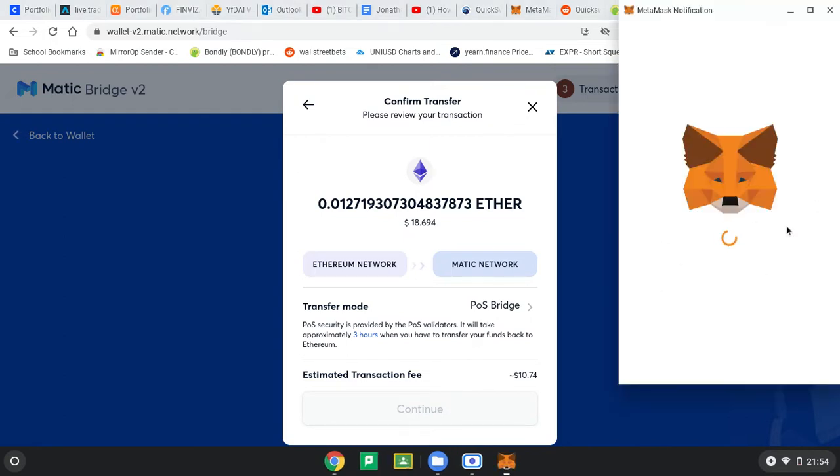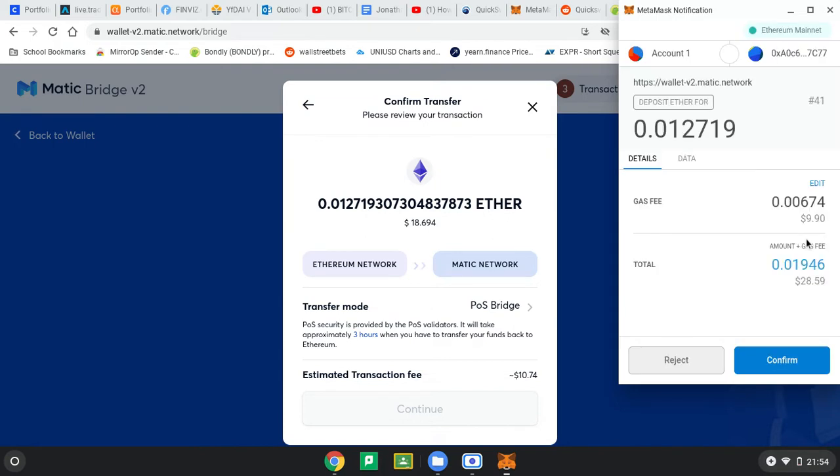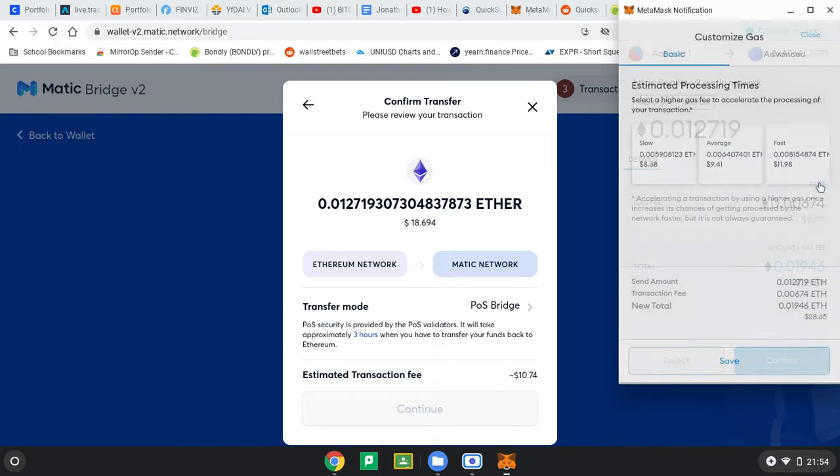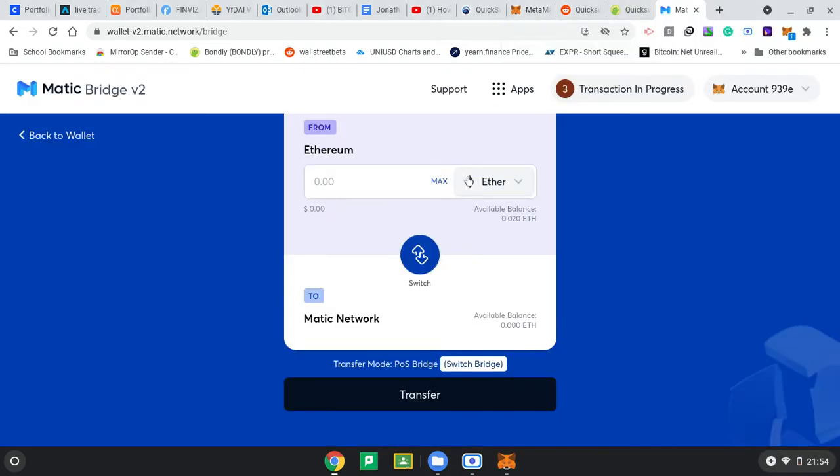And then I made sure I pick high gas fees. So here you can go edit and click fast. Now I don't have enough, but that's what you would have done. Click fast and save. And then it would have gone through, you could confirm, and then you would be able to see it on your MetaMask. You'll see it down here. It would then tell your MATIC network how much ETH you have available, and it'll be down here. But we've already done it.